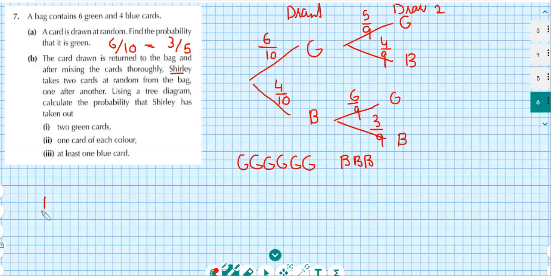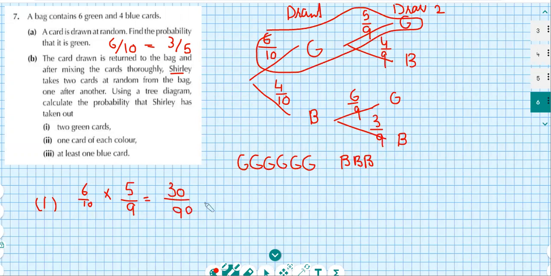So in part 1, the two green cards. This is green green. So 6 over 10 multiplied by 5 over 9 equals 30 over 90, equals 1 by 3.